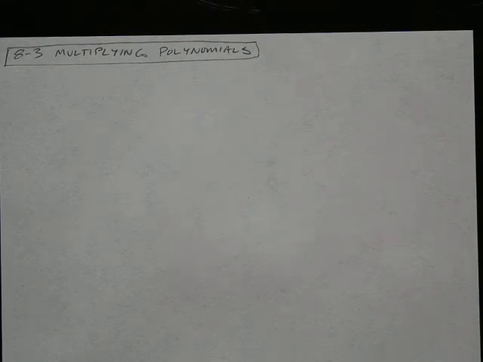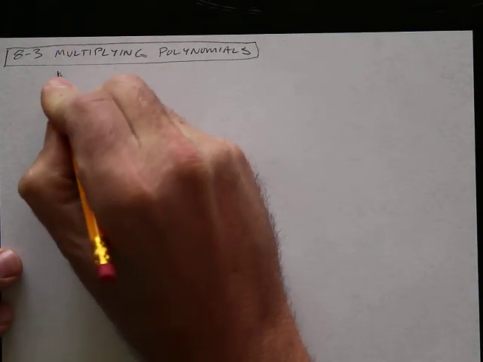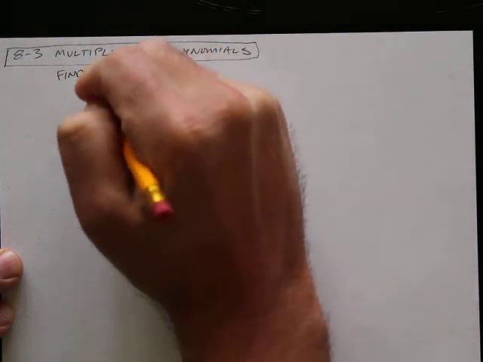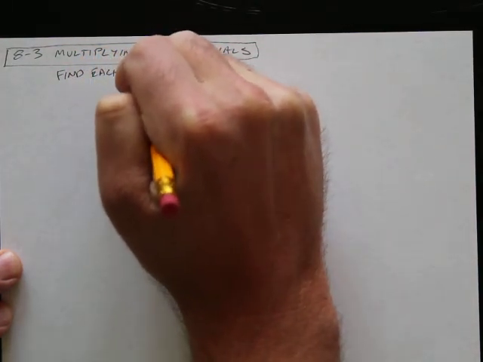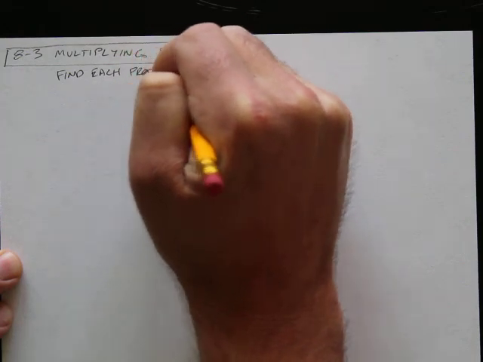Algebra 1, 8-3, multiplying polynomials. And we are going to be finding products here. Find each product. So that's what we're about to do.